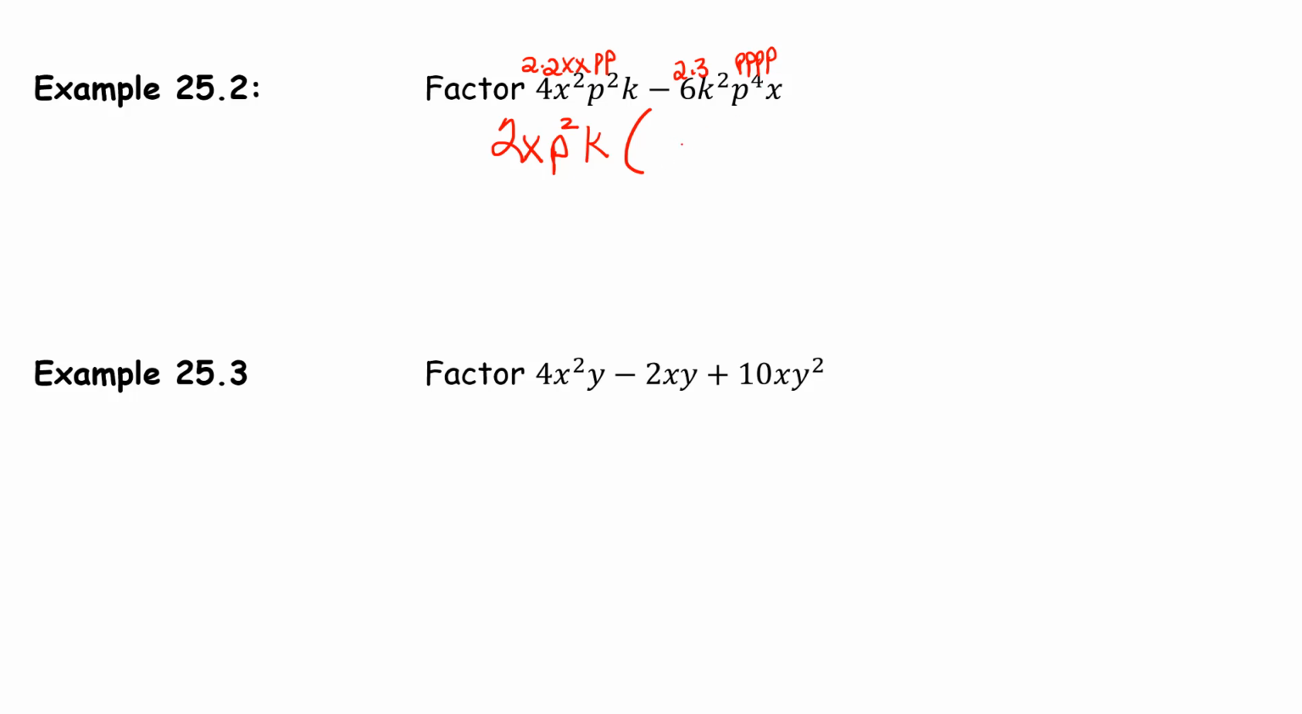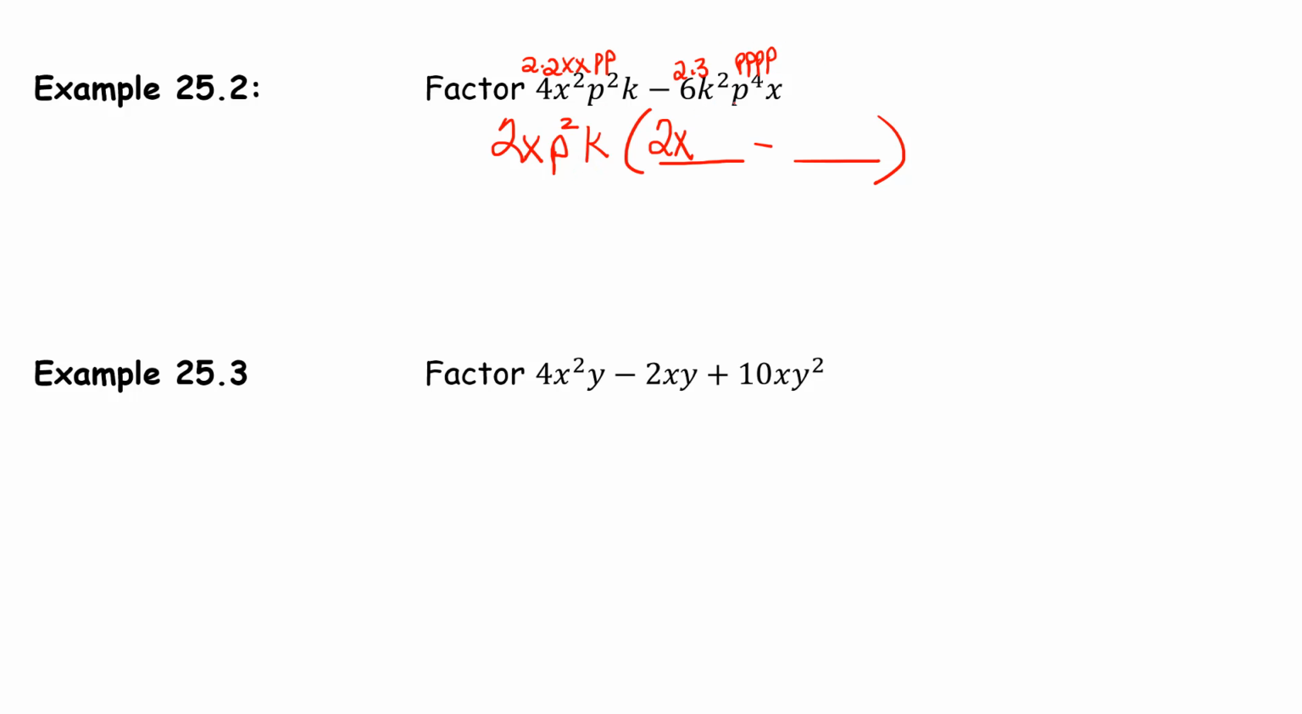So now we have to figure out what we have left. Remember, there are going to be 2 terms. Okay, so what's left when we factor out the 2x p squared k from the first term? Well, we're left with a factor of 2 from the 4. We're left with a factor of x to get x squared. And that's it. Everything else is right here in the monomial we factored out.